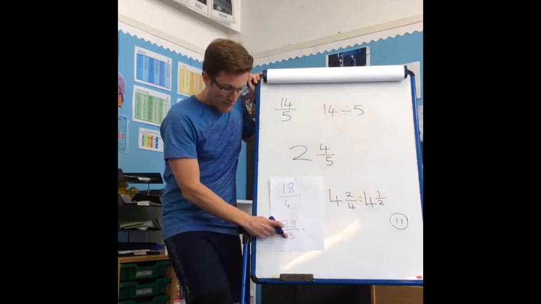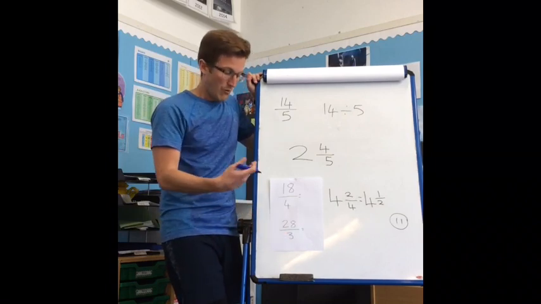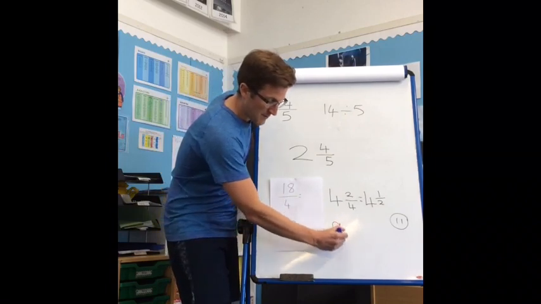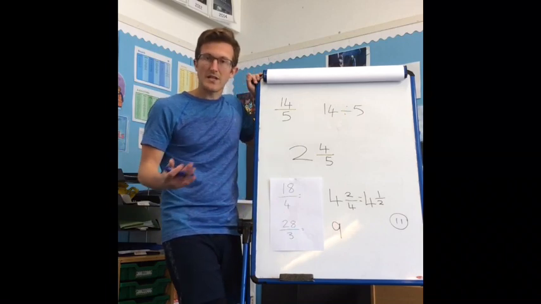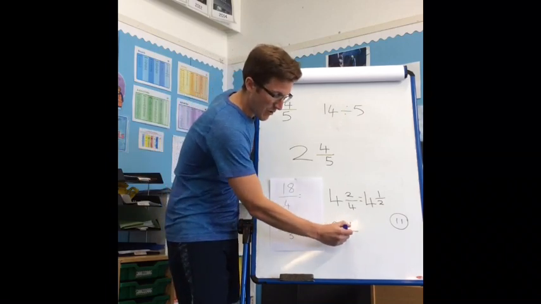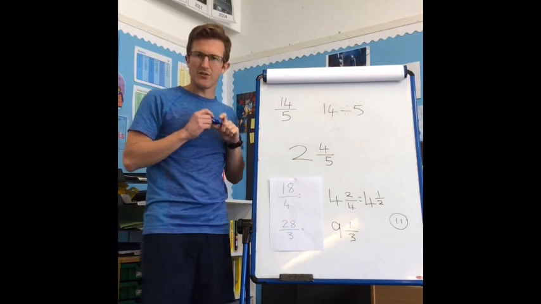This one, how many groups of 3 can you make out of 28? Well, 9 threes are 27, so it's going to be 9. And the difference between 27 and 28 is 1. So you can have 1/3. That's the answer to those two there.